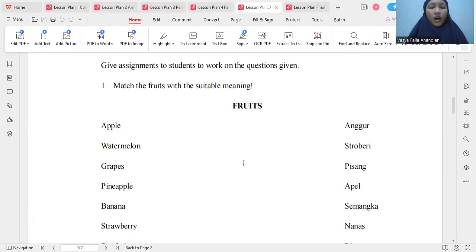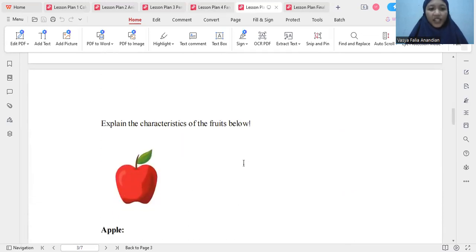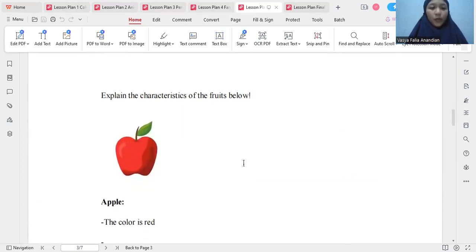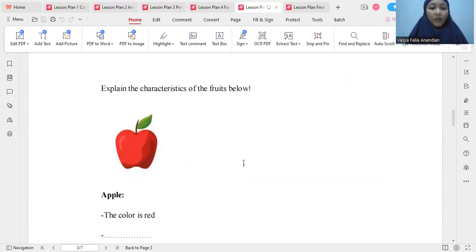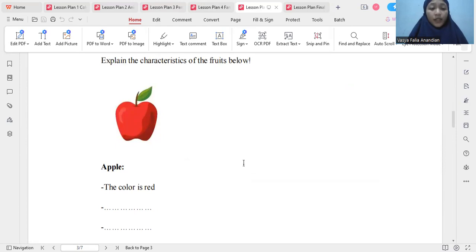So the first assignment is to match the fruit with the suitable meaning. So on the left side is the English name of the fruit, and on the right side is the Indonesian. So they have to match it. Second is to explain the characteristics of the fruits below. So first, apple. The color is red. The apple has green leaves.